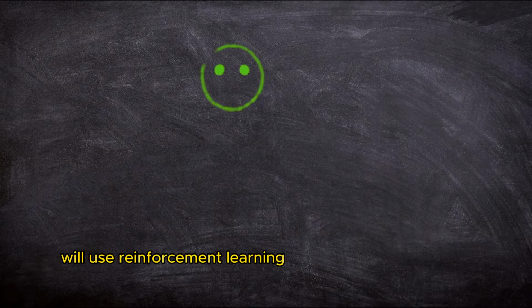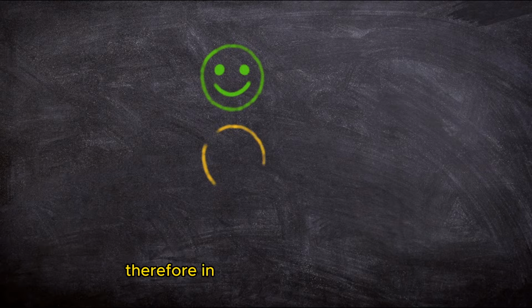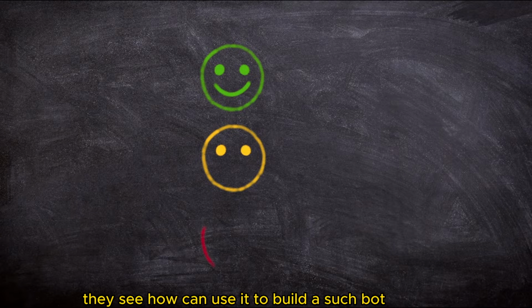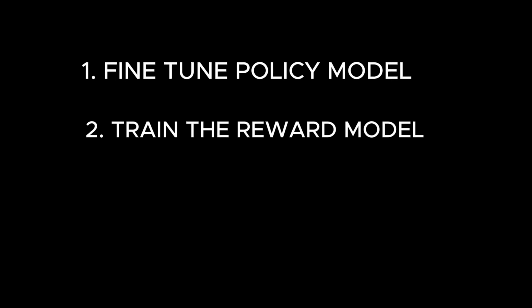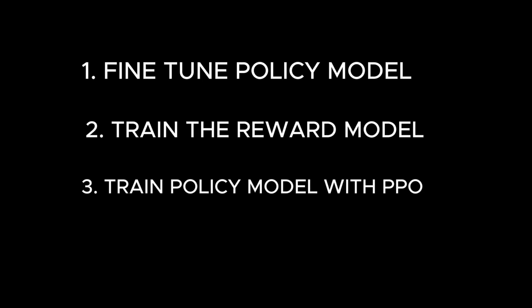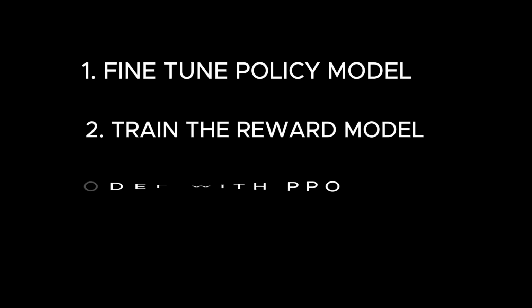To make it possible, we'll use reinforcement learning with human feedback. Therefore, in today's video, let's see how we can use it to build a chatbot. In reinforcement learning, there are 3 steps that we have already seen earlier. The first step is to fine-tune the policy model. The second step is to train the reward model. And the third step is to train the policy model that we trained earlier in step 1 with PPO.